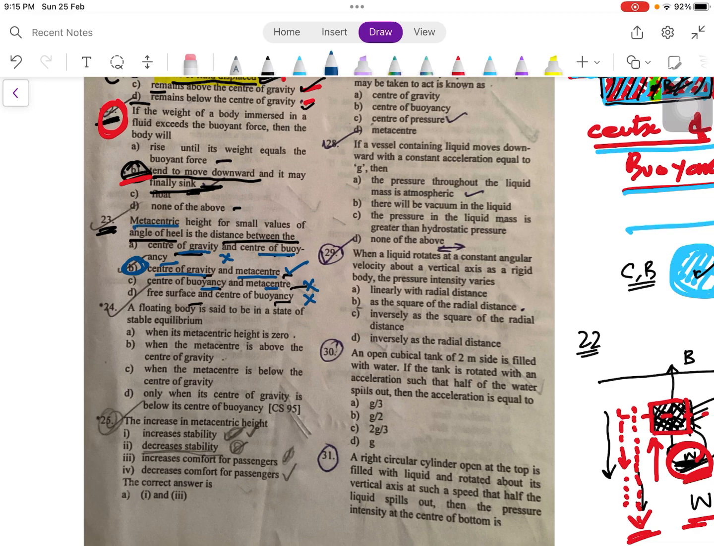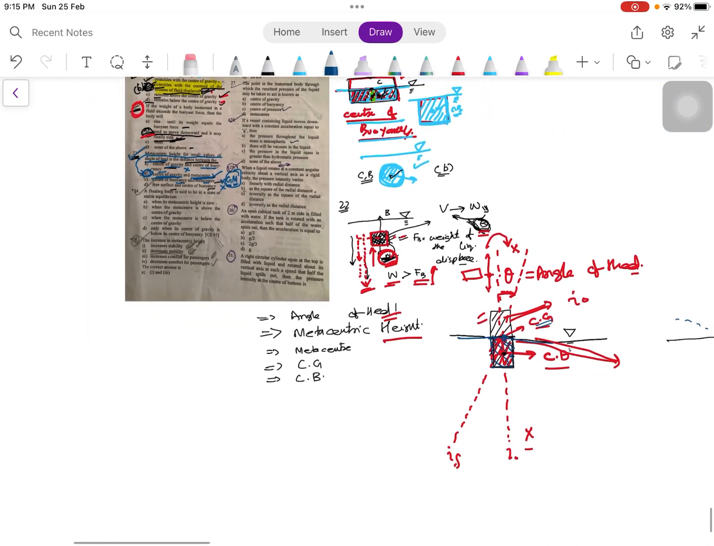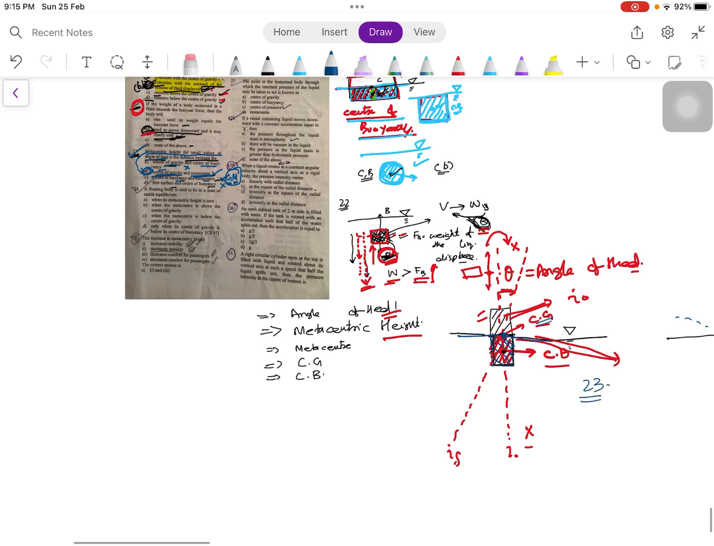So the metacentric height for small values of angle of heel is the distance between the center of gravity and metacenter. It is generally denoted as GM. We can memorize it like this: G is the center of gravity and M is the metacenter, and GM is the metacentric height. So option B is the right option for question number 23.